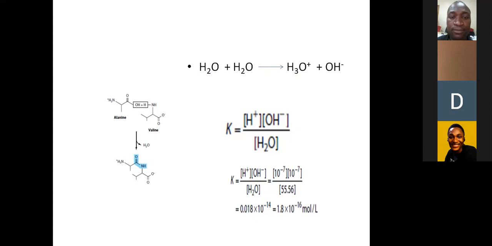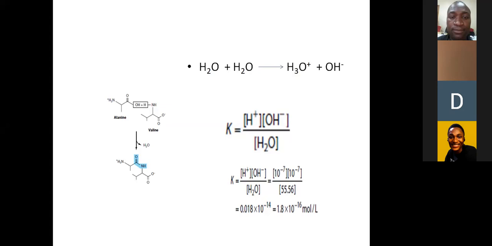Now, for this reaction where water molecules react to give the hydroxonium ion and the hydroxide ion, the equilibrium constant of that reaction will be equal to the product, which are the ions being generated from the reaction of two water molecules. So the equilibrium constant will be the product concentration over the reactant concentration. The reactant here is the water molecule.